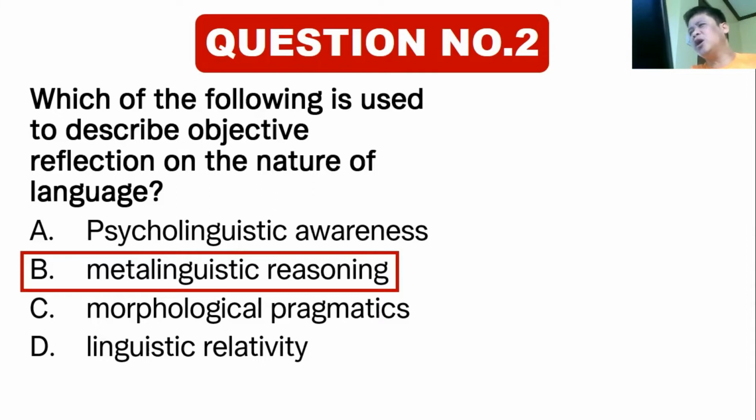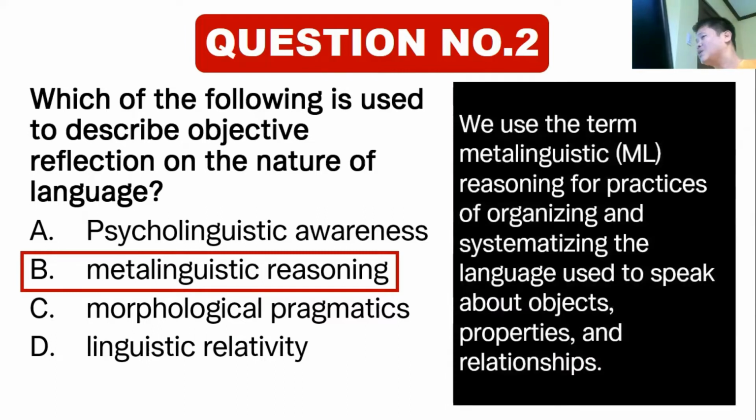You know, we reflect on the process of thinking, metacognition. In metalinguistic reasoning, we reflect on the nature of language. What is language? Why do we use language? And in the process, we organize and we systematize language. Well, we use the term metalinguistic reasoning for practices of organizing and systematizing the language used to speak about objects, properties, and relationships.